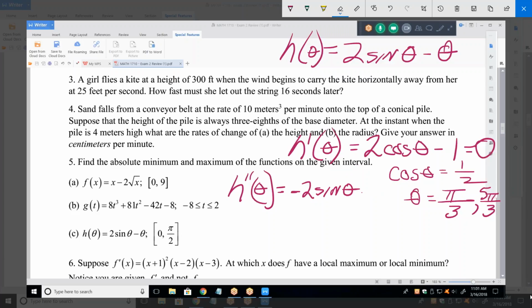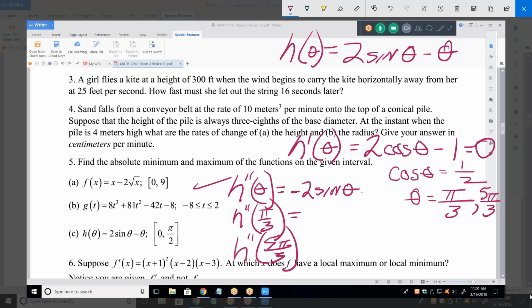So now what's the next step? Now it's just plugging in. When I say read it, here's what I'd like to hear. I'm going to take h double prime of pi over 3, and I'm going to take h double prime of 5 pi over 3. And I'm going to figure out, based on the second derivative, whether they're positive or negative.